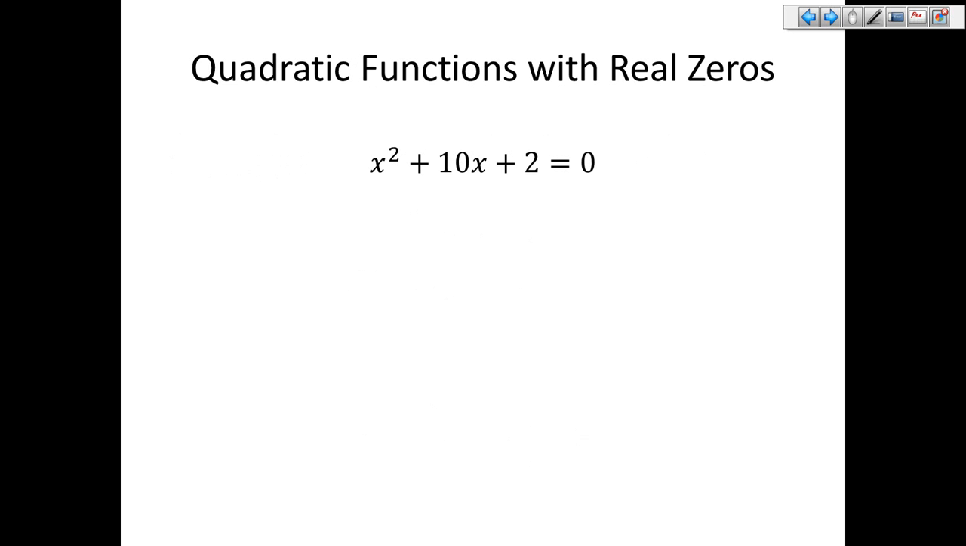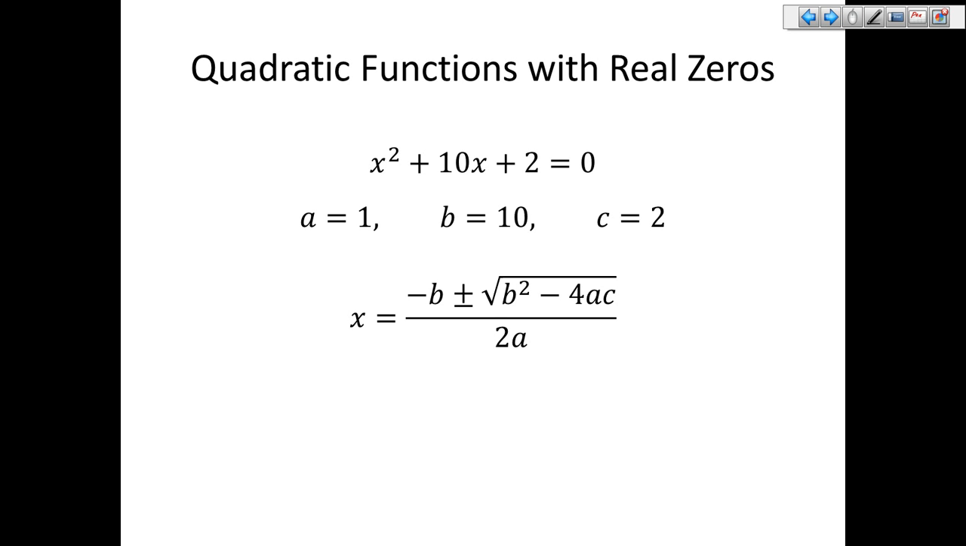Okay, so let's go ahead and use the quadratic formula to solve this quadratic function that has real zeros. So we set the quadratic function equal to 0. It's in standard form. And really, the first thing to do is to identify what our a value is, what our b value is, and what our c value is. Our a is 1. That's what we refer to as an understood 1. When you don't see a number in front of a variable, that coefficient is 1. So a is 1, b is 10, and c is 2.